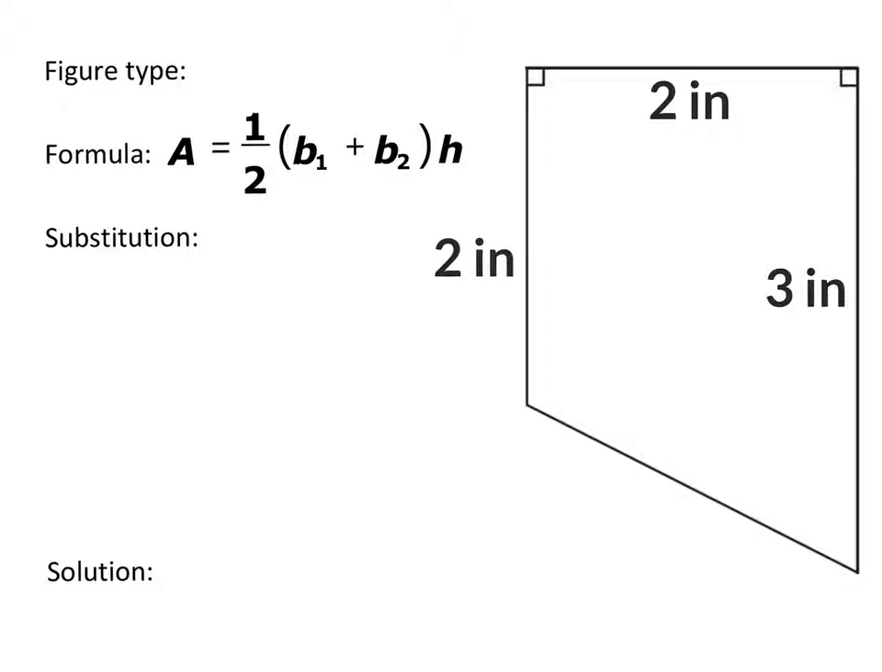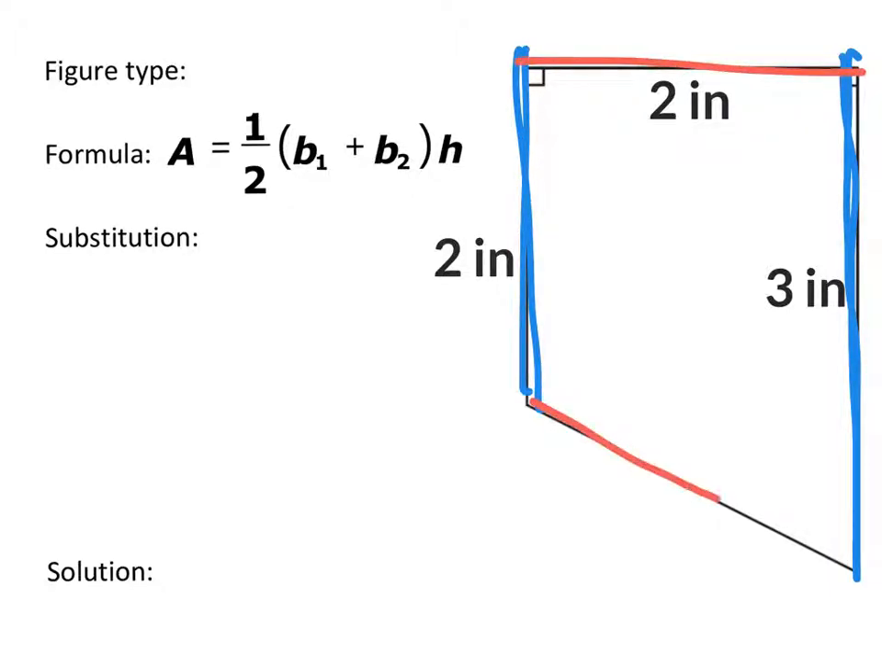Let's try one last example. Now this figure, do you recognize it? Not a triangle. It's not a parallelogram because I have a pair of sides that are parallel, but I also have sides that are not parallel. Notice how these red sides are not parallel. So if they're not parallel, and I only have one set of parallel sides, then it must be a trapezoid.